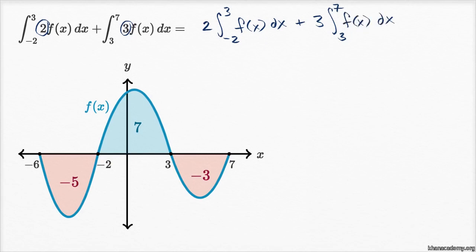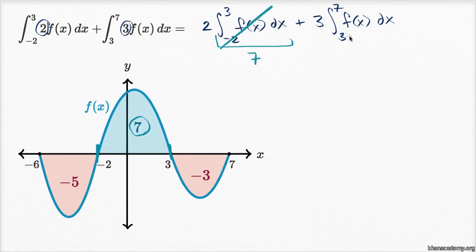All right, now can we evaluate these things? So what is this going to be? The definite integral from -2 to 3 of f of x dx. Well, we can view that as the area between the curves y equals f of x and the x-axis between x equals -2 and x equals 3. So between x equals -2 and x equals 3, they give us the area between y equals f of x and the x-axis. It is 7. So this thing over here is 7.